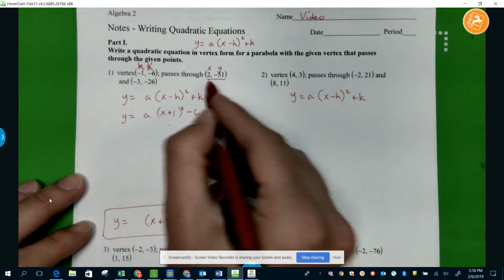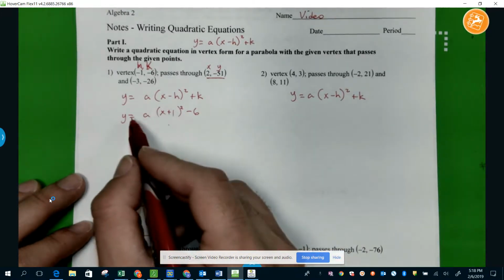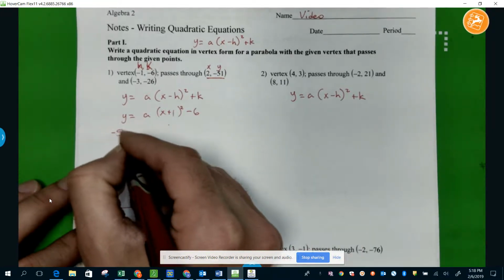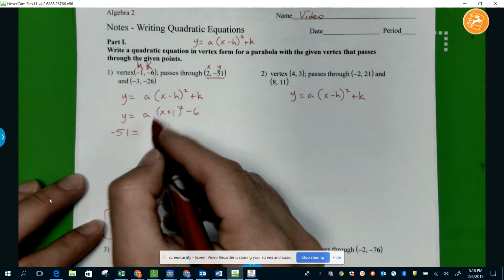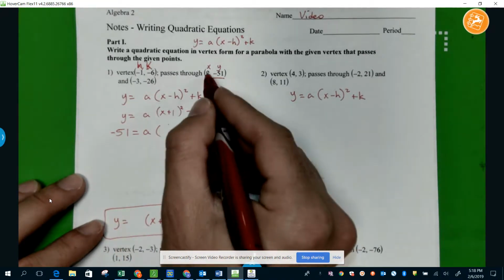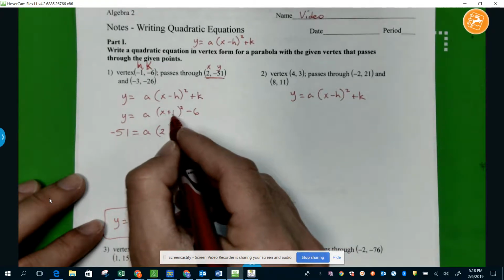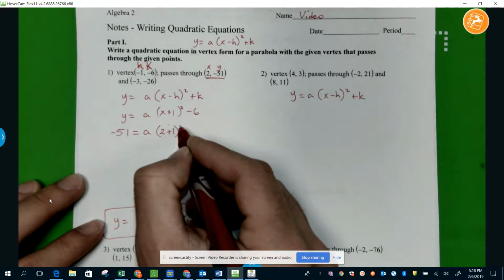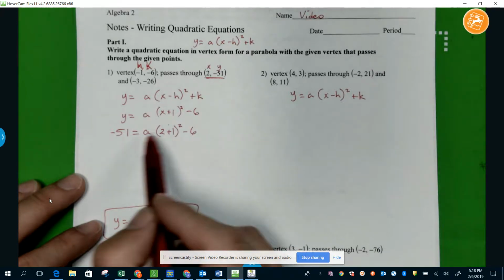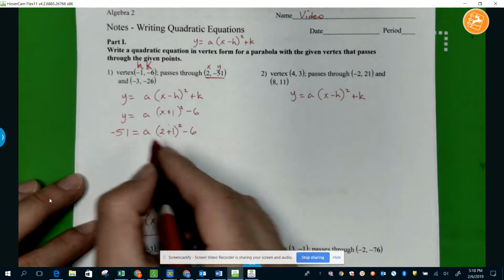So I'm choosing this one, an x value of 2 and a y value of -51. So I'm going to rewrite this equation. Instead of y equals, I'm going to use -51. So -51 equals, I don't know what a is, so we'll leave that as a. Now inside the parenthesis, instead of x, I'm going to use the x value of 2. So instead of an x plus 1, it's going to be a 2 plus 1. Then you need your squared, then you need your -6. So now when I plug my x and y values in, the only value I have left to figure out is the a. So let's work all this out and figure out what the a is.